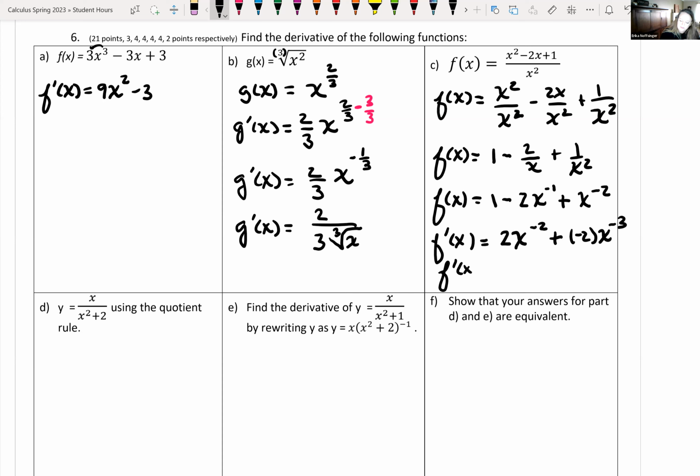I'm okay if you leave it like that, or we could rewrite it as 2 over x squared minus 2 over x cubed.